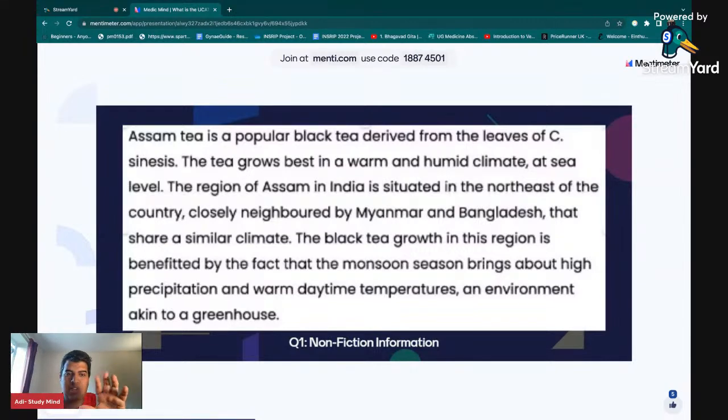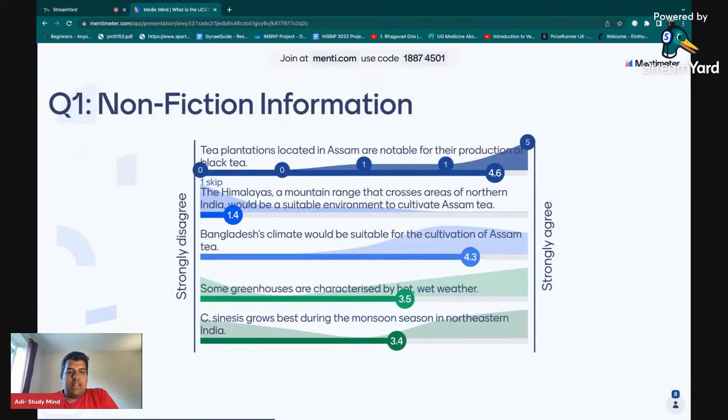False means it's a direct contradiction, saying something like Assam tea is a popular black tea, and then in the question it says no one knows about Assam tea. That's an extreme contradiction. Can't tell means there is little information about it, not enough information basically to make that judgment call, or there's no information at all. That's where people sometimes go wrong, because they start to use external knowledge. But if there is not enough information or no information provided in the passage, never make that big assumption. Don't take that risk. Go with content. And then, Bangladesh's climate would be suitable for the cultivation of Assam tea.